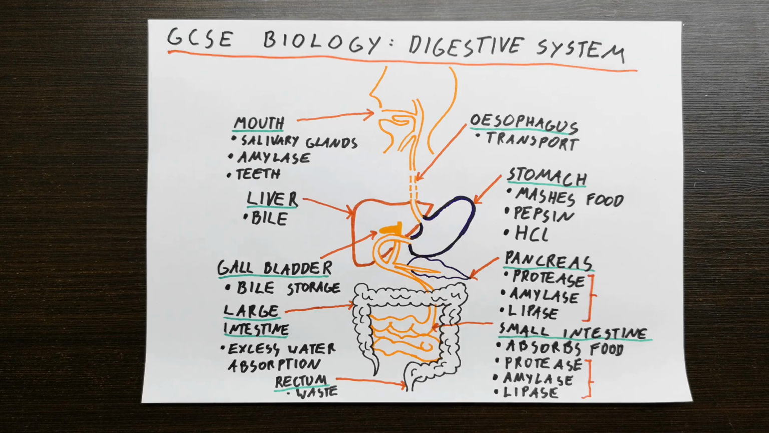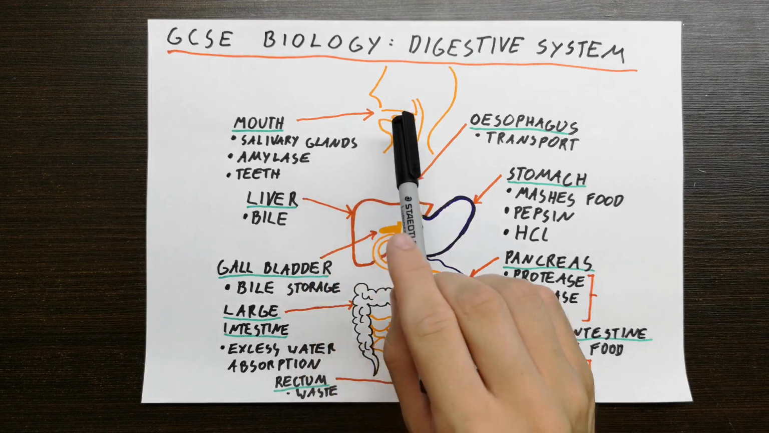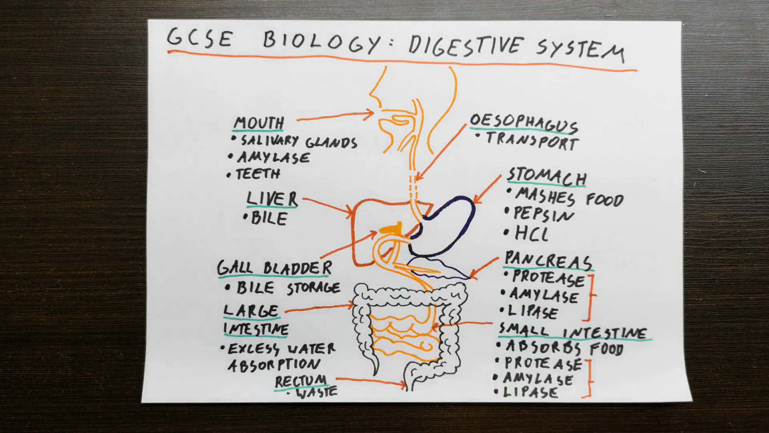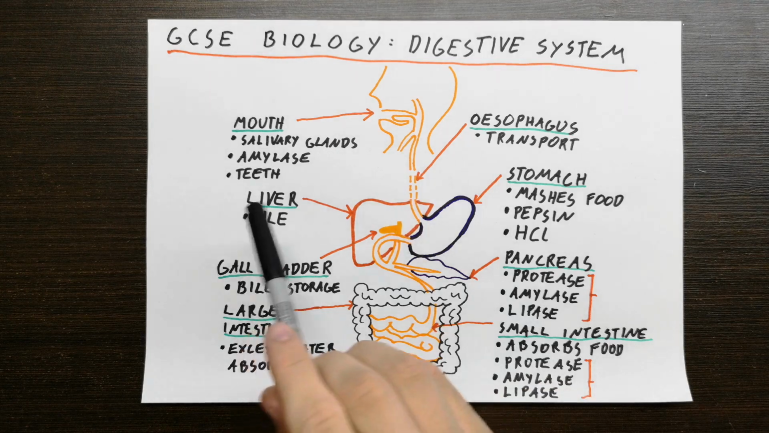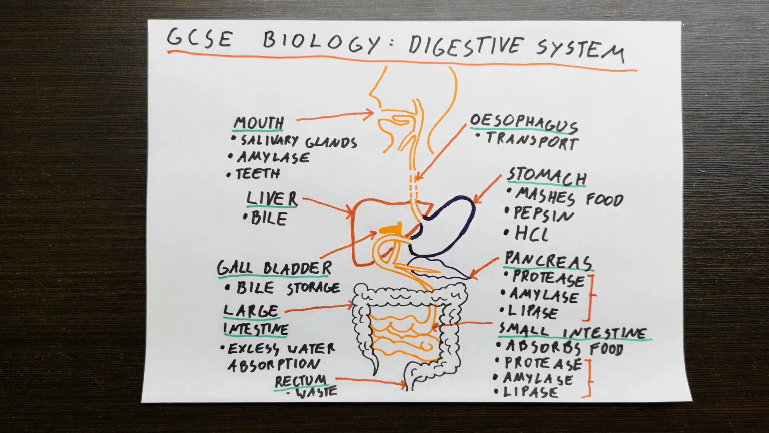The way we're going to do this is we will track a journey of food through the digestive system, and as we go, I will explain what each part of the digestive system does. Okay, so first of all, we're starting here. Food enters the mouth, and the mouth has certain features that help to carry out the very first bit of food digestion.